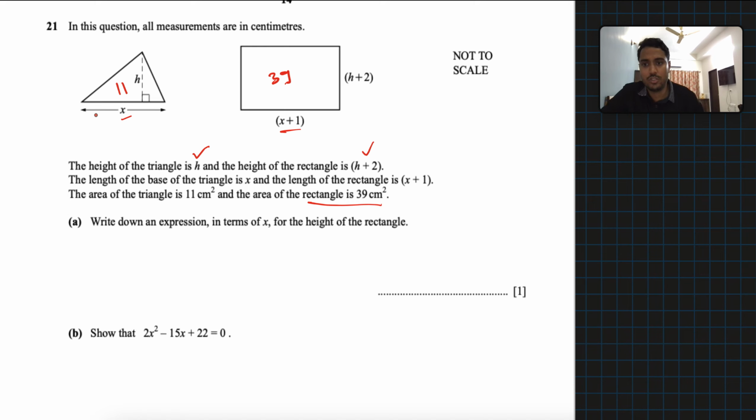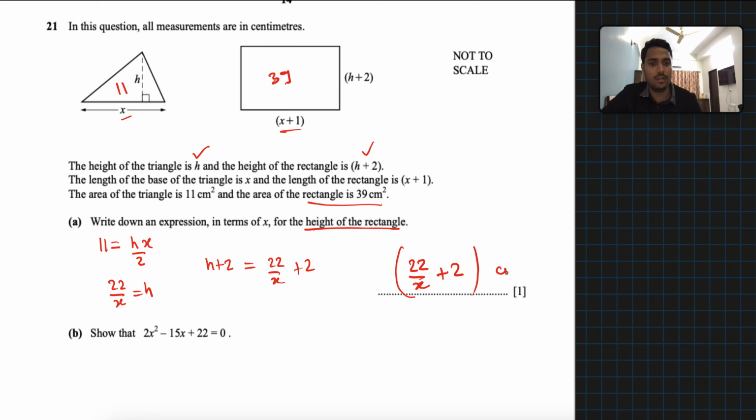So let's find the value of h. From the triangle we can write 11 equals base into height divided by 2. That's the area of the triangle: area equals h into x over 2. So 2 into 11, 22 over x equals h. This is the height of the triangle, but they are asking us, in terms of x, to write down the height of the rectangle. The rectangle is h plus 2, which is going to be 22 over x plus 2. So 22 over x plus 2 centimeter is going to be the height of the rectangle.